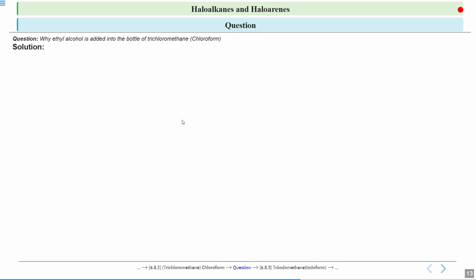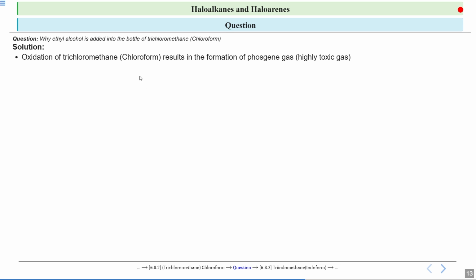For this question, first of all, we have seen that oxidation of chloroform results in the formation of phosgene gas, which is a highly poisonous, highly toxic gas. So the product you get after the oxidation of chloroform is also toxic, and we should avoid the oxidation of chloroform, right? Ethyl alcohol is added to the bottle of trichloromethane as a scavenger for the phosgene gas. It will prevent the formation of phosgene gas.